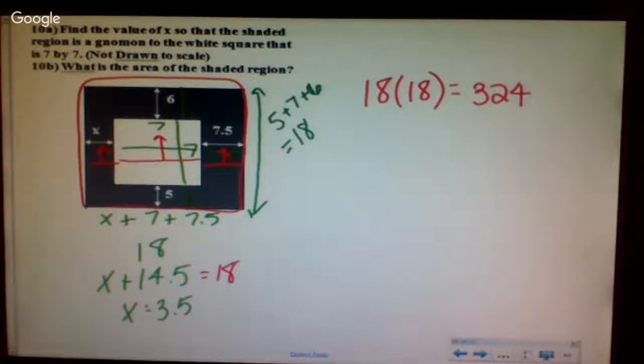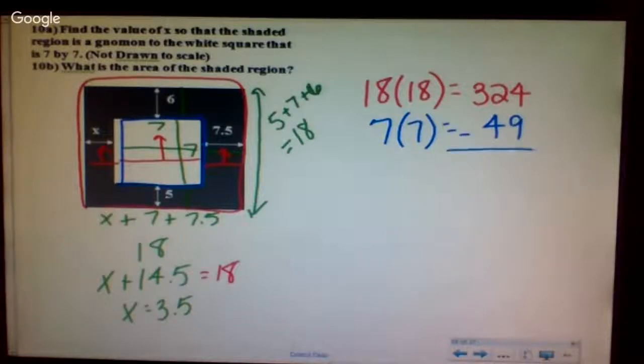I can also find the area of this square, which is the chunk I need to take out. 7 times 7 is 49. And finally, subtract the two, and that leaves us with the outside edge that we want to find the area of. 275.